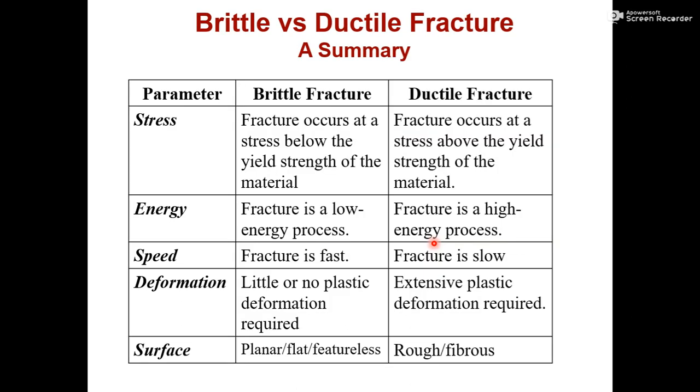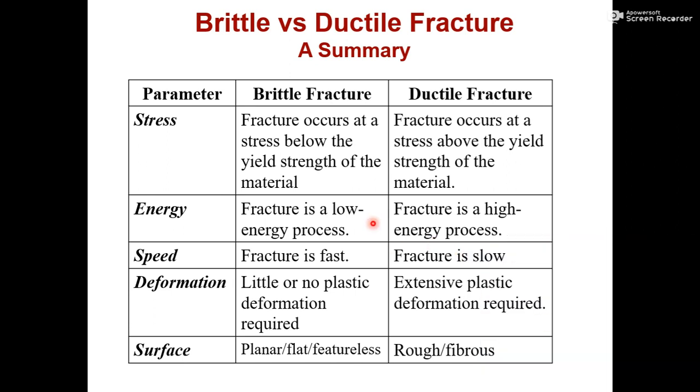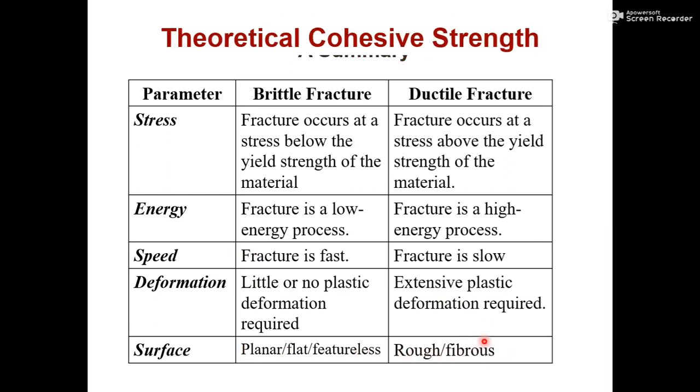So finally, let's see the summary of ductile versus brittle fracture. Here, for stress, we have a brittle fracture and a ductile fracture. In brittle fracture, the fracture occurs at a stress below the yield strength of the material. The ductile fractures occur at a stress above the yield strength of the material. On energy, the brittle fracture is a low energy process, while the ductile fracture is a high energy process. The brittle fracture is fast, and the ductile is slow. Brittle has little or no plastic deformation, while ductile has extensive plastic deformation. The brittle surface is planar, flat, featureless, while in ductile we get a very rough and fibrous surface.